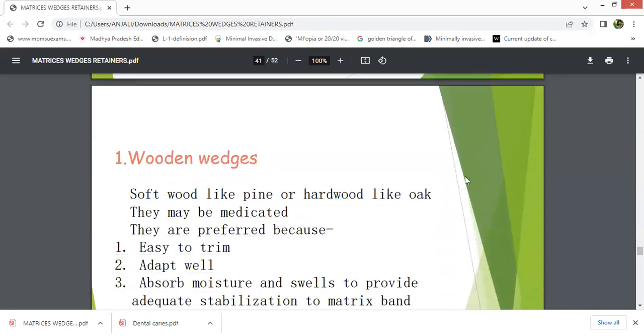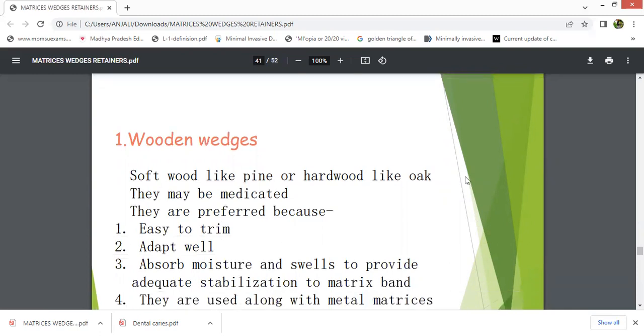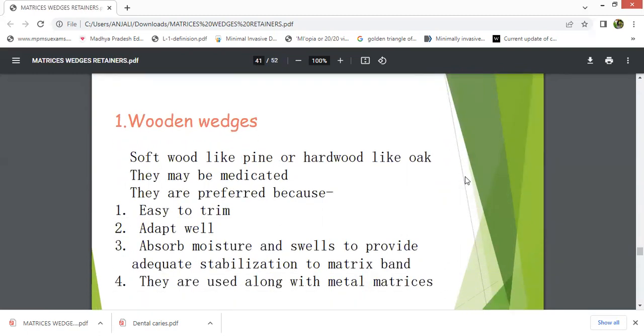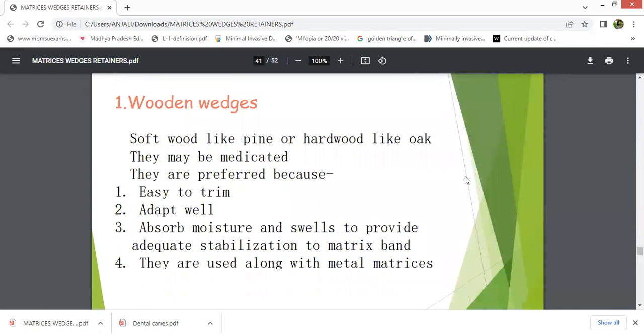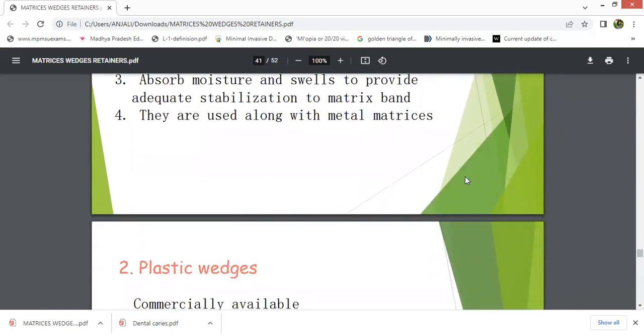Soft wood like pine or hardwood like oak, they may be medicated. They are preferred because they are easily trimmed, adapt well, absorb moisture and swell to provide adequate stabilization to the metal matrix. They are used along with the metal matrices.